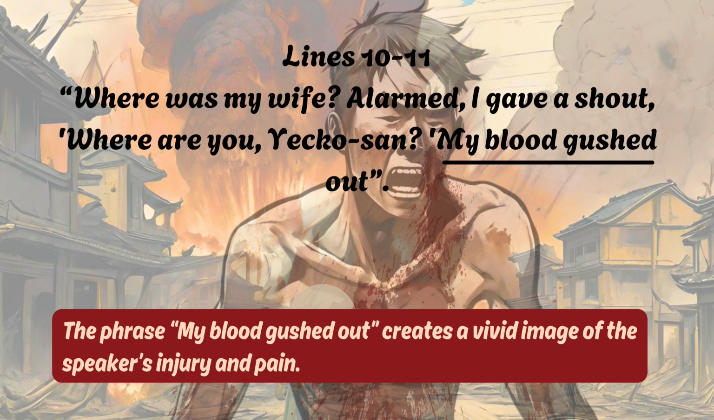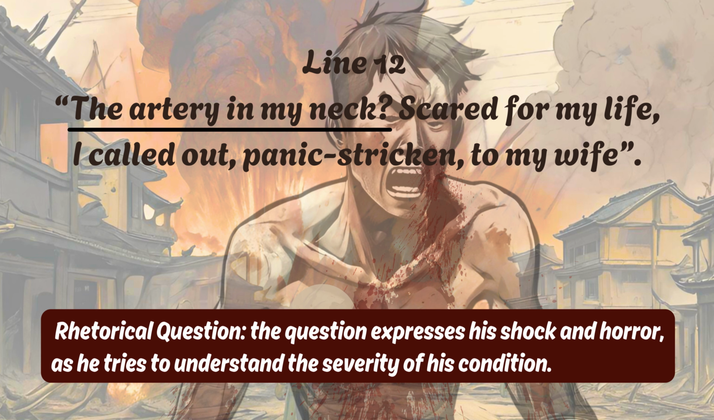Next, in the same line, the phrase "my blood gushed out" is an example of imagery, because it creates a vivid image of the speaker's injury and pain. Here, the word "gushed" suggests the blood is flowing quickly and in large amounts, highlighting the severity of the injury and the life-threatening situation.